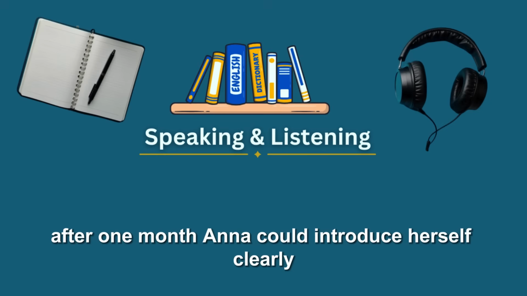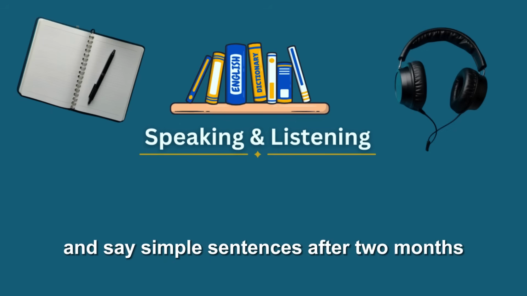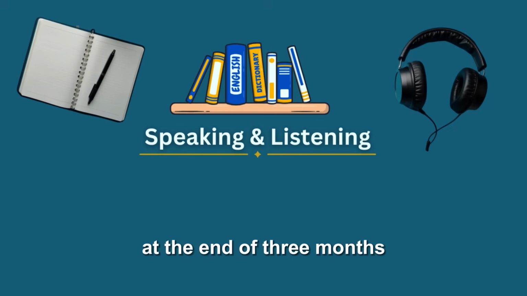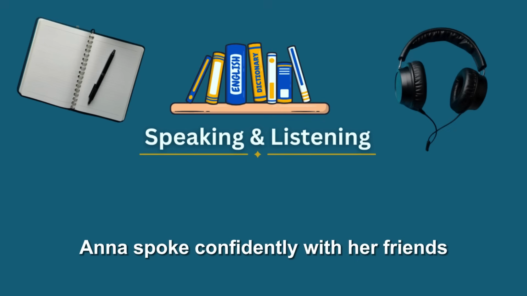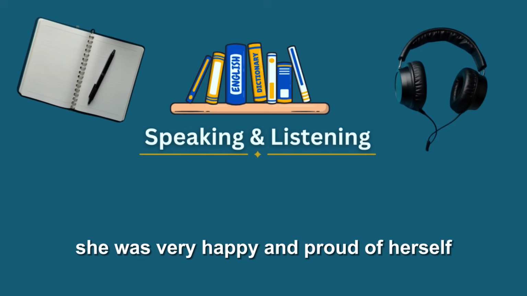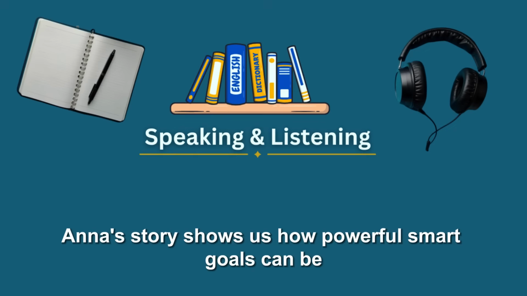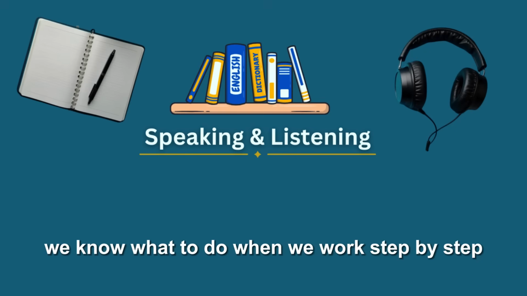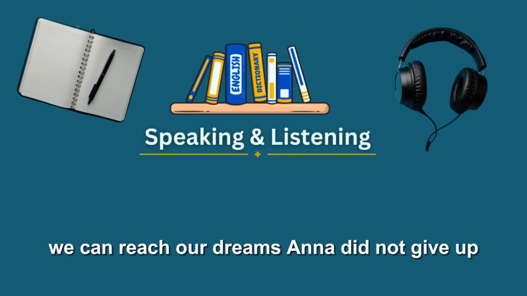After 1 month, Anna could introduce herself clearly and say simple sentences. After 2 months, she was able to join small talks and ask questions. At the end of 3 months, Anna spoke confidently with her friends. She was very happy and proud of herself. Anna's story shows us how powerful SMART goals can be. When we set a clear and simple goal, we know what to do. When we work step by step, we can reach our dreams. Anna did not give up.